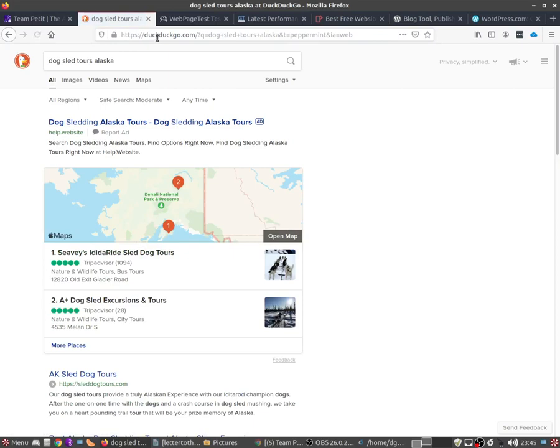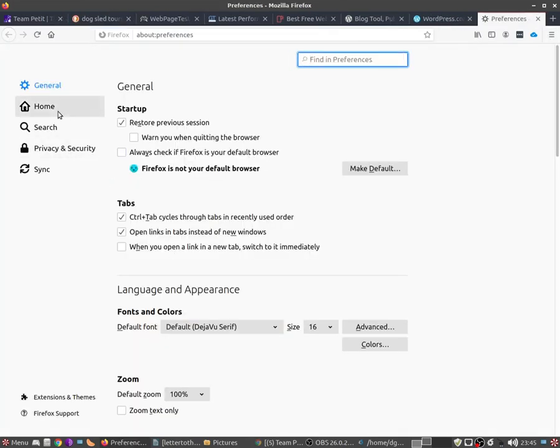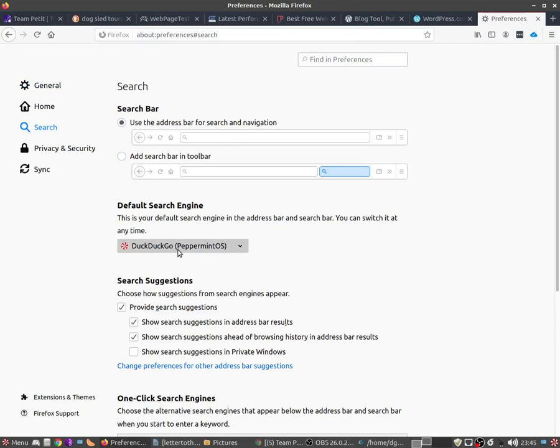Well, let's get off DuckDuckGo though. I want to go to Google. Whoa, sorry. You can't even see what's going on. I'm apologizing to you. I clicked on the wrong button. That's all.